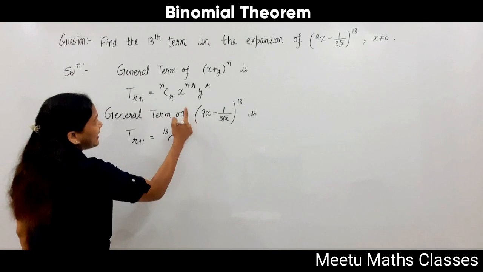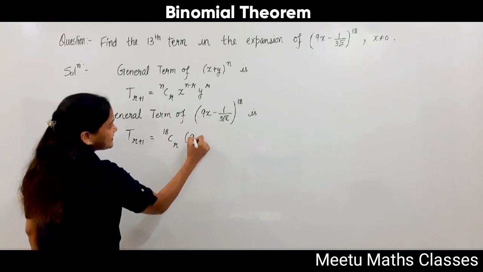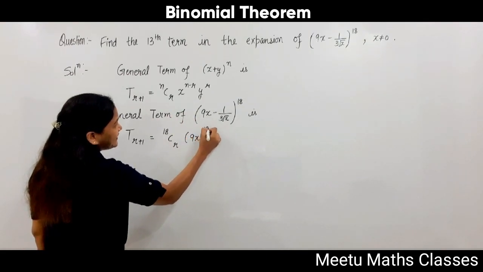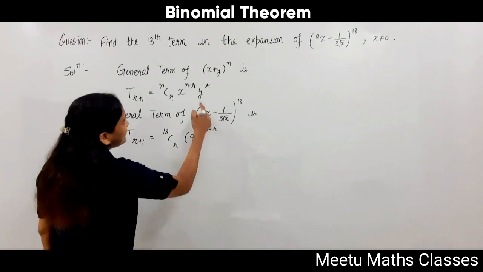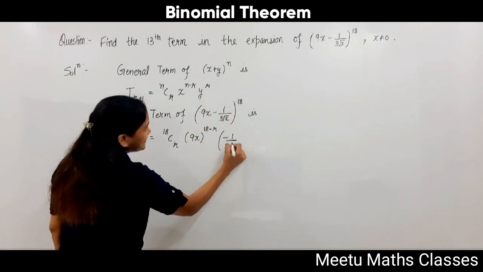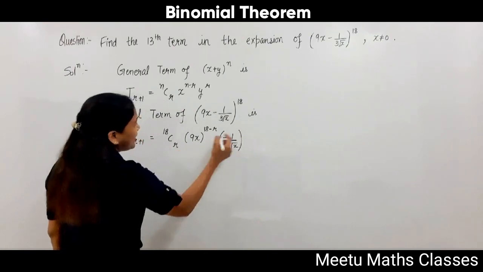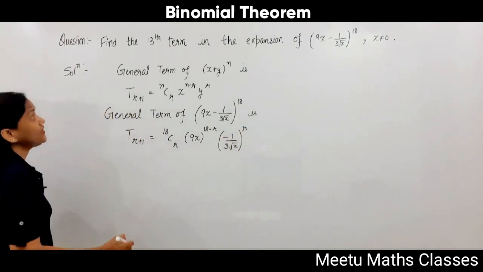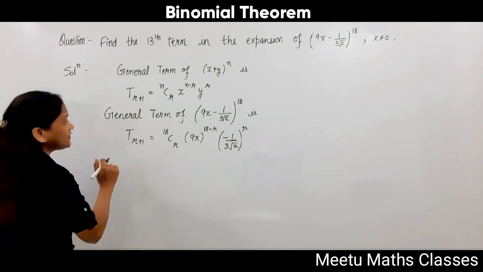r x. What is your x? That is 9x raised to power 18 minus r. And what is y here? This is minus 1 upon 3 root x raised to power r. Okay, now we have to find the 13th term.